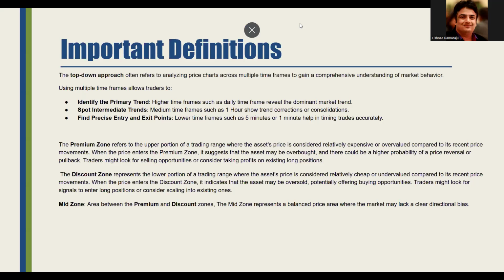So you need to understand that generally price stays in three different zones. One of them is called a premium zone. What do you mean by a premium zone?